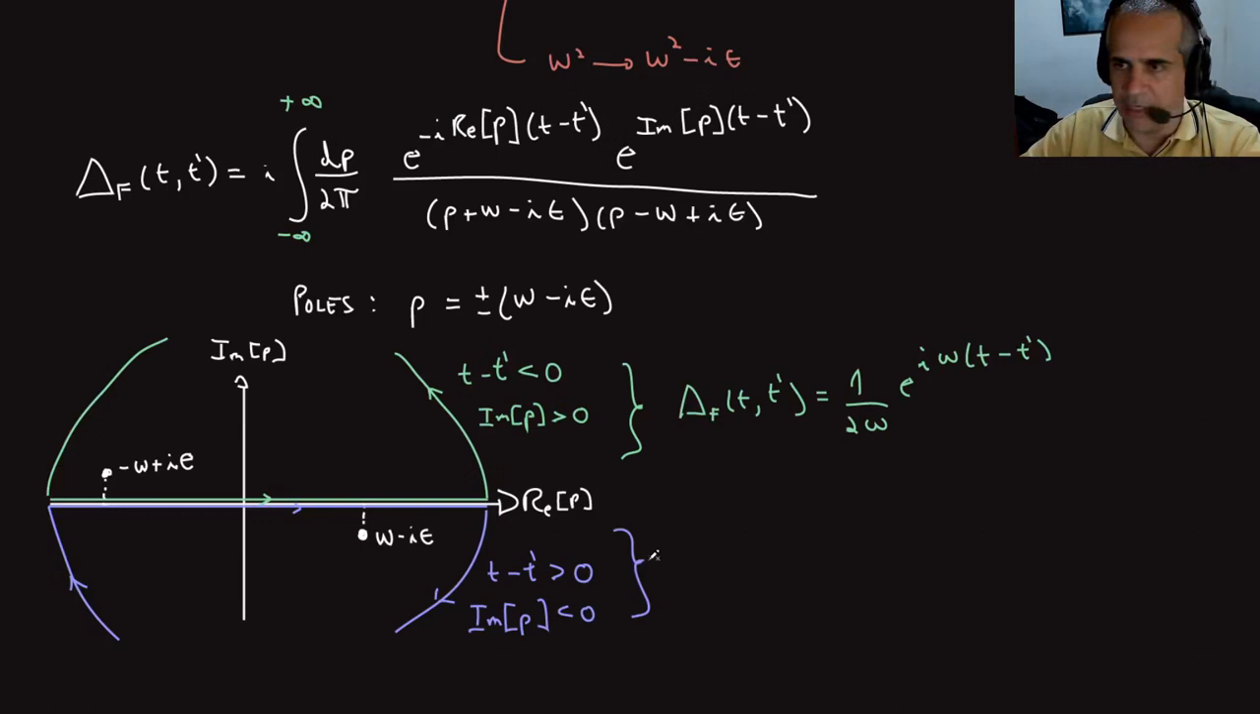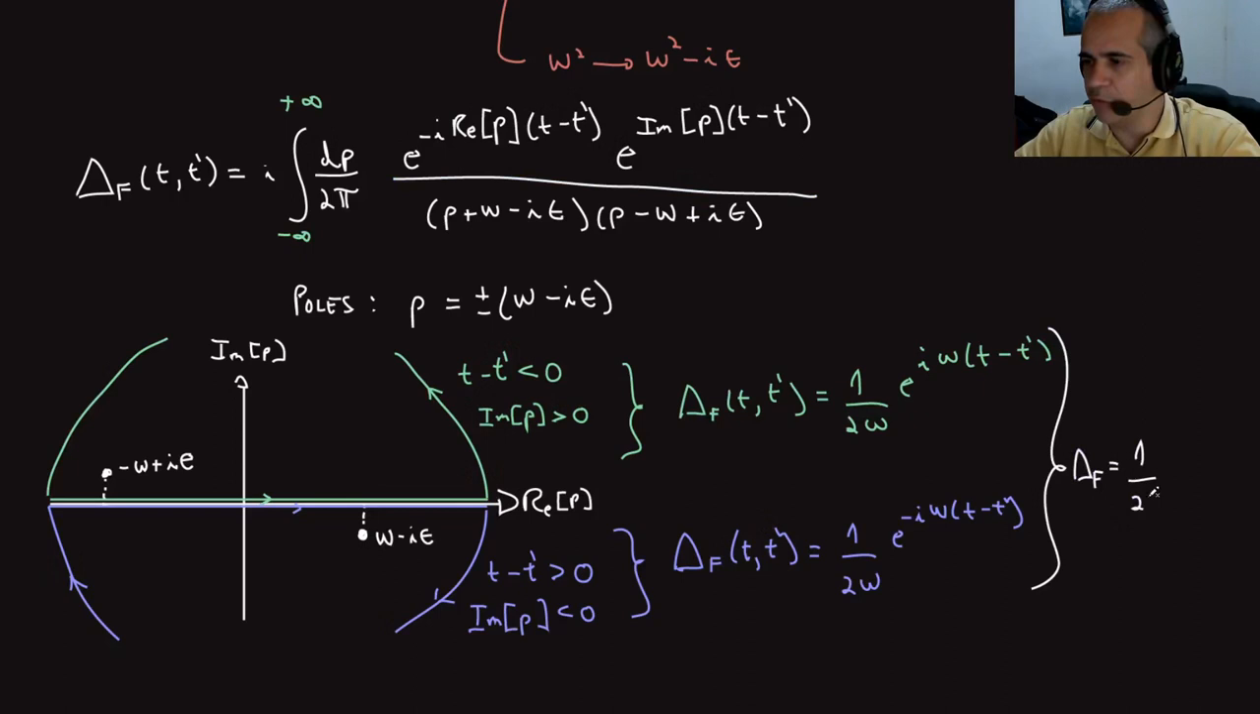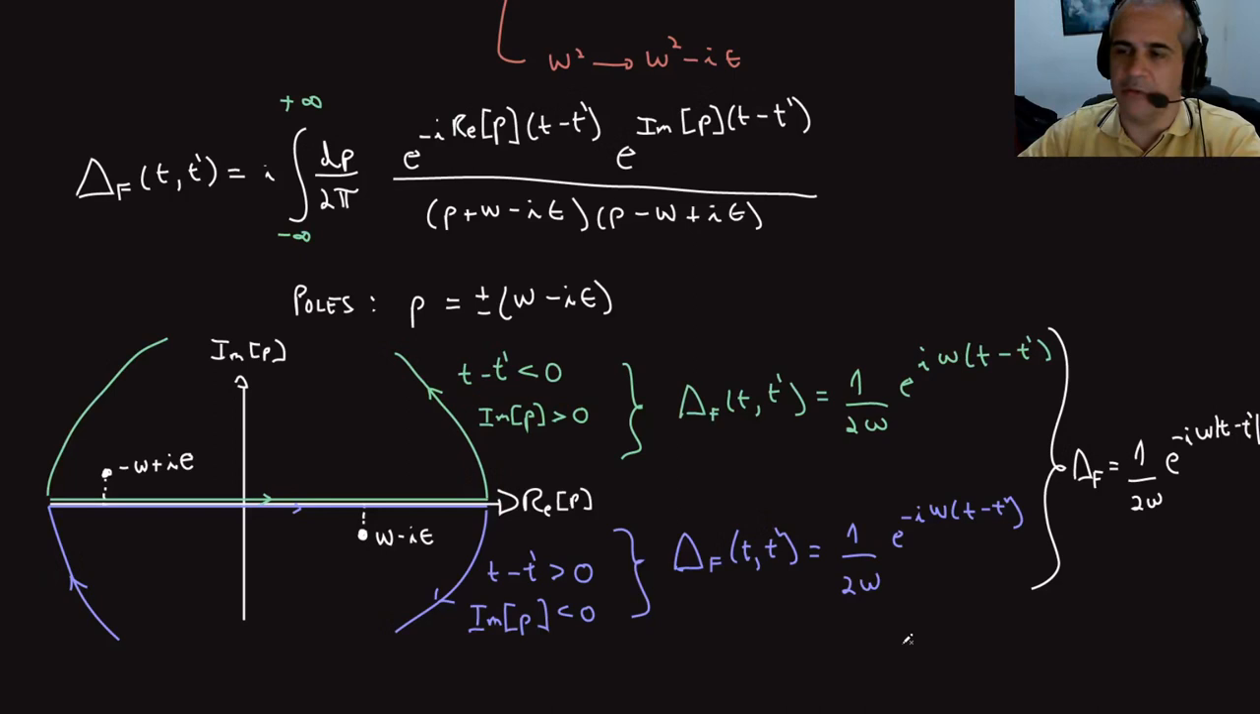When I do the residues there, I get that delta f of t prime is just 1 over 2 omega e to the minus i omega (t minus t prime). And I can put these two expressions together, because I can get a general answer for delta F now, which is this: delta F is equal to 1 over 2 omega e to the minus i omega absolute value of t minus t prime. Because that leads there when t minus t prime is smaller than zero, and leads here the other way around. So I have the general solution right here.